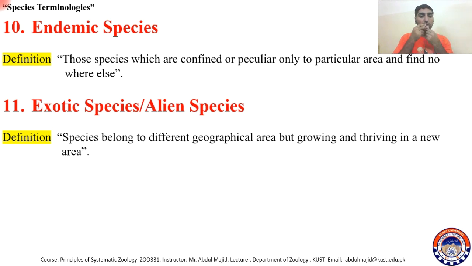So the silver carp, Hypophthalmichthys molitrix, is exotic in Pakistan, because it is actually from China. They have been introduced in Pakistan, and in Pakistan it is thriving and growing.